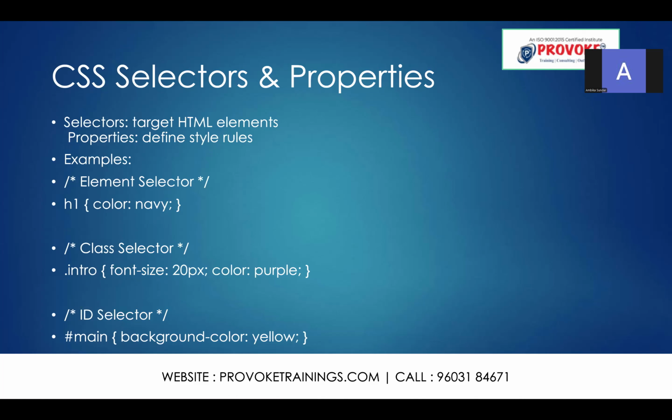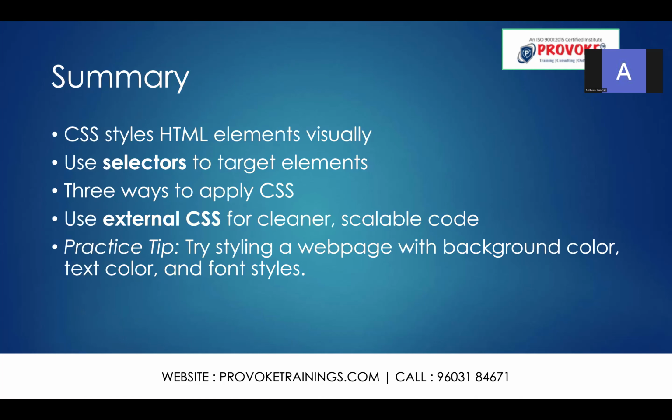Examples: element selector is header 1. In this, I'm going to provide the color as navy. Class selector means intro section. So in this, I'm going to provide the font size and color. So this is not the header. This is the class I'm going to use in the HTML. In the division, I'm going to provide this as main, and it is going to apply for the entire page. So these are the CSS selectors and properties.